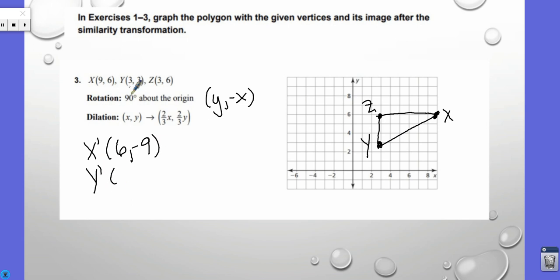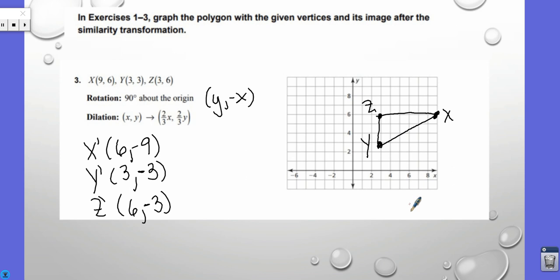Y prime would be switch X and Y. So now we get 3, and then the X needs to become -3. Z prime, we get 6, and the Y needs to become -3. So here we get 6 and -9, which is somewhere down here. Switch X and Y. Yeah. So we're going to have some points down here somewhere. So we get 6 and -9.